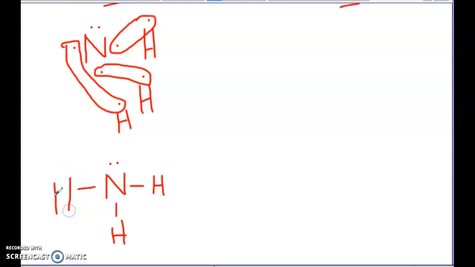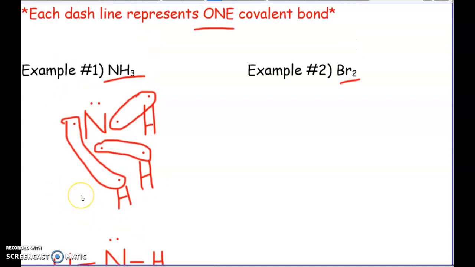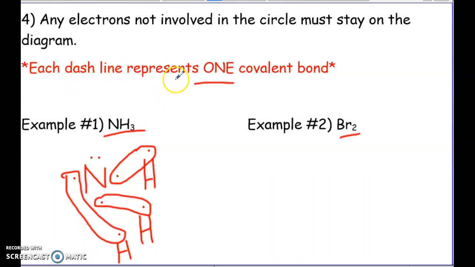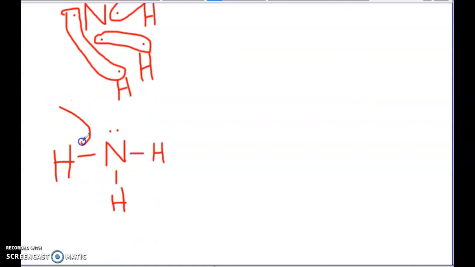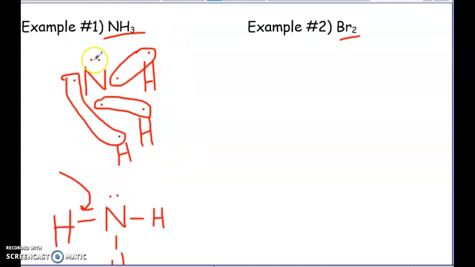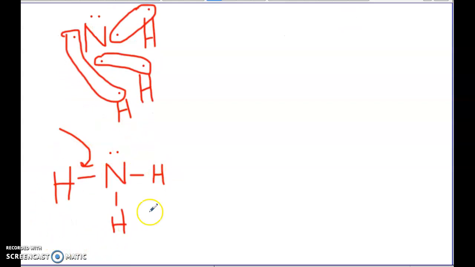And then we have another hydrogen being shared on this side. So that's what this part here. Each dashed line represents one covalent bond. So one line represents one covalent bond, meaning one electron from hydrogen is being shared with one electron from nitrogen. And that happens 3 times. So this is the formation. This is the final compound. If the question ever says, draw the formation and the final compound, that means I want to see both of these.